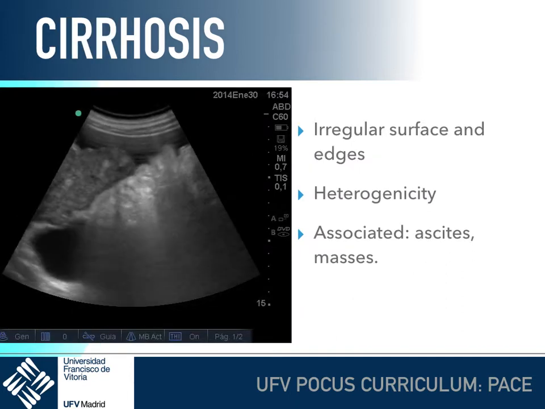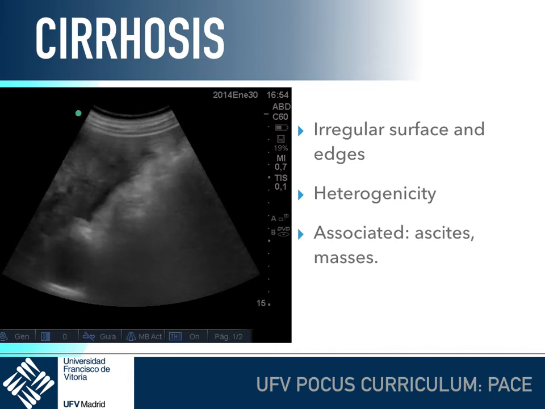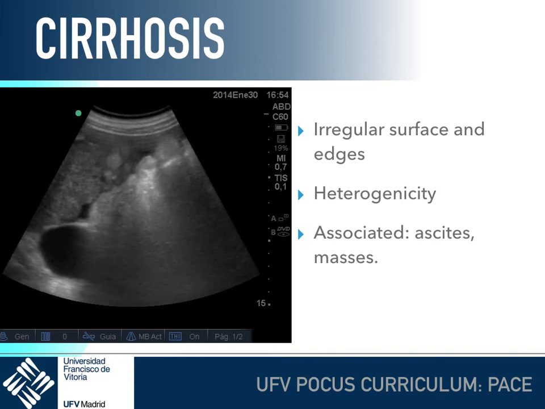Cirrhosis implies a decrease in the function of the liver. In cirrhosis we are substituting the normal liver parenchyma with fibrous tissue. So the ultrasound appearance will be irregular, with an irregular surface and irregular edges. The echogenicity would be abnormal as well, in terms of not being smooth.